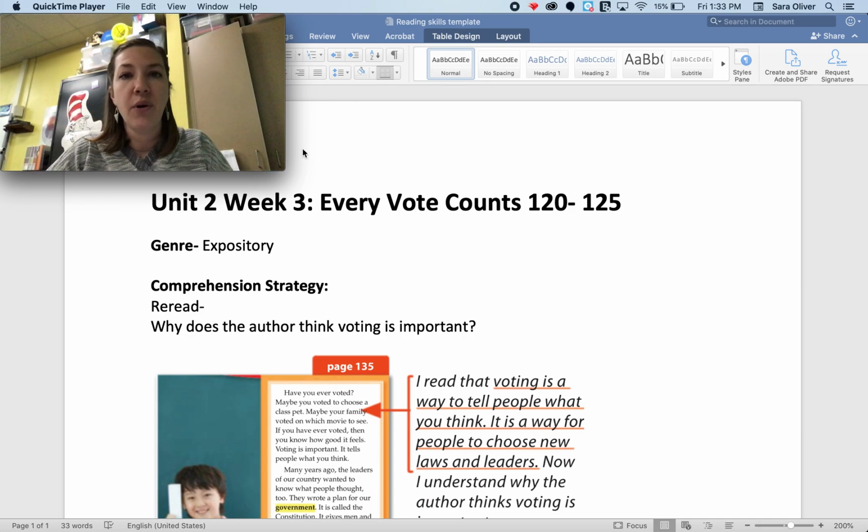I'm going to go over some comprehension that goes along with the story in your floppy book. We are on Unit 2, Week 3. The story is called Every Vote Counts, and you can find that on pages 120 to page 125.